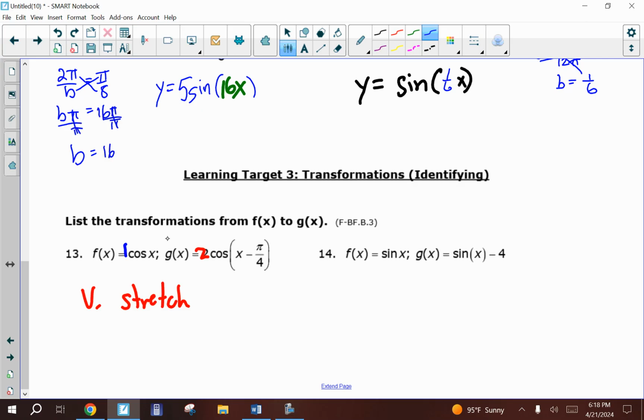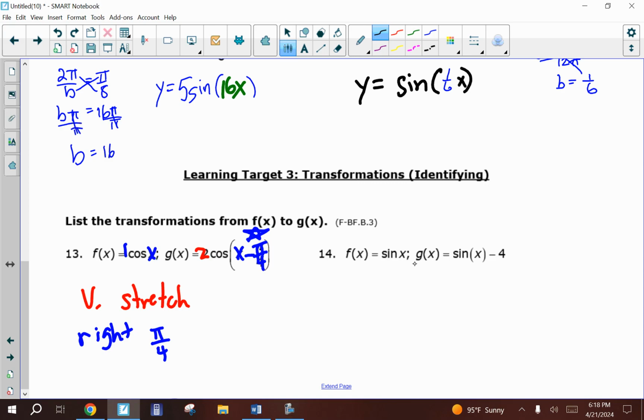Then it looks like there was only an x right here, but then all of a sudden it's an x minus pi fourths. So anytime you put a number in here with x, that means it's moving sideways, because of the x-axis. And remember that this one is always opposite. So if it's negative pi fourths, that actually means right pi fourths. Those are answers.